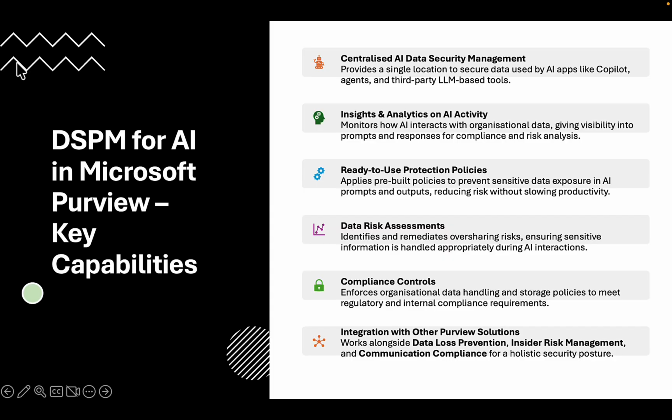Let's take a look at the key capabilities for DSPM for AI in Microsoft Purview. With centralized AI data security management, it provides a single location to secure data used by apps for AI like Copilot, agents, and third-party LLM-based tools. With insights and analytics on AI activity, it monitors how AI interacts with organizational data, giving visibility into prompts and responses for compliance and risk analysis.